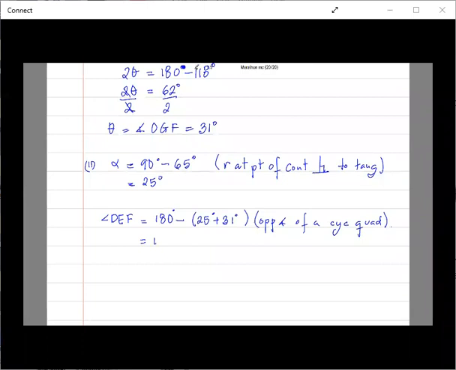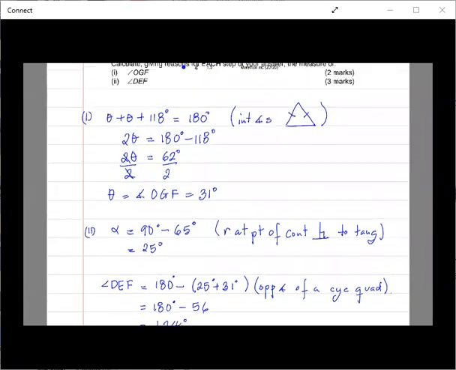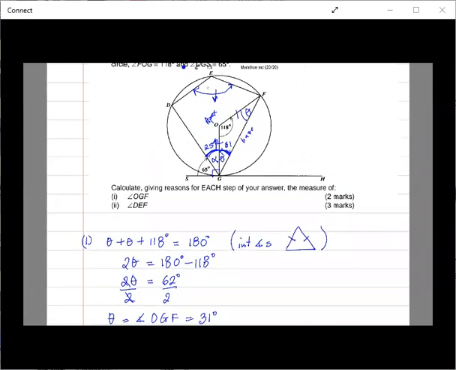So this will become 180 minus 56. This would be 124 degrees. Angle DEF is 124 degrees. This angle here is 124 degrees. How did I arrive at this conclusion? I have to find this entire angle here, which is 25 plus 31, making it 56. So the 56 degrees and the angle up here are opposite angles of a cyclic quadrilateral, and opposite angles of a cyclic quadrilateral are supplementary. They add up to 180 degrees.